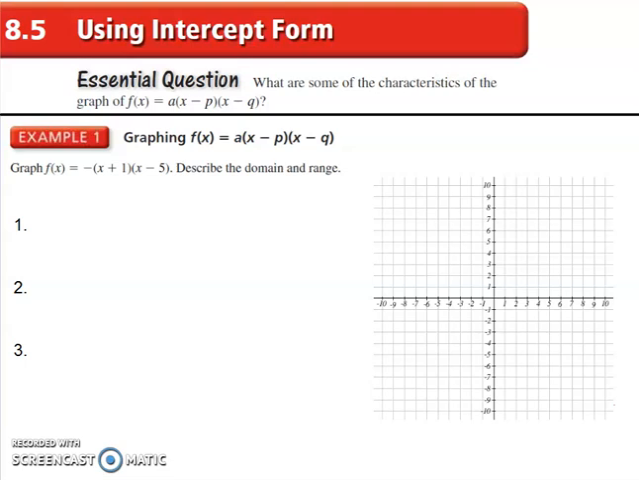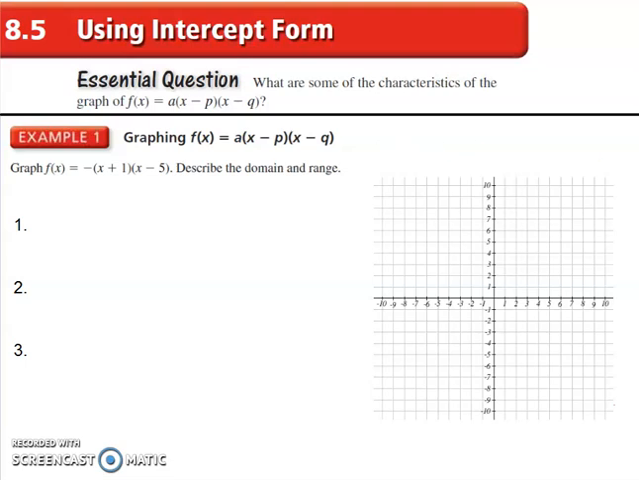Hello, in this video we're going to be talking about graphing quadratics by using intercept form. So our essential question is, what are some of the characteristics of the graph of f of x equals a times the quantity of x minus p times the quantity of x minus q? First we're going to just dive right into our example of graphing from what we call intercept form.